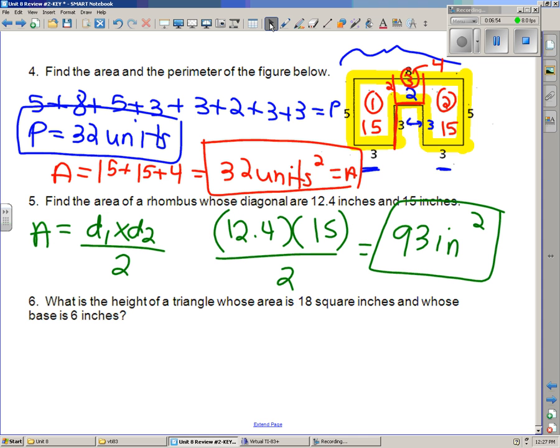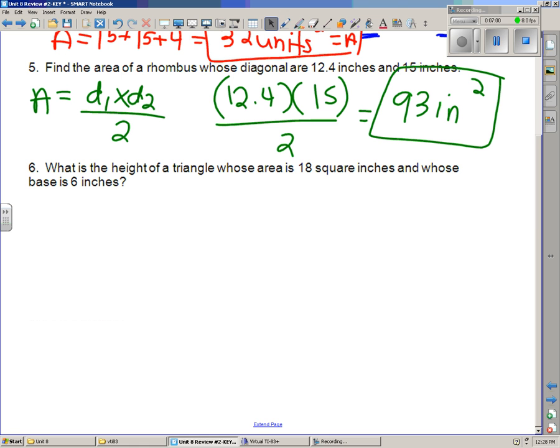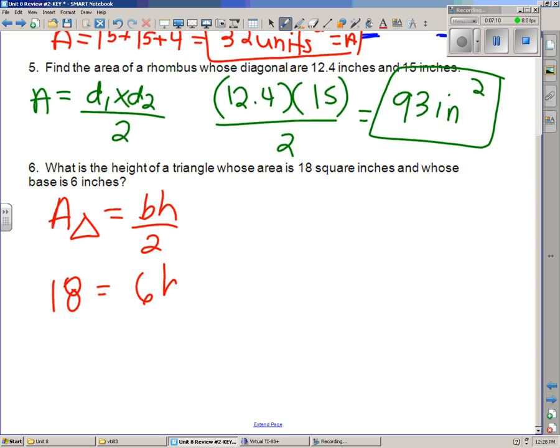What's the height of a triangle whose area is 18 inches squared and the base is 6? So now you're going to go backwards. Well, you know that the formula for the area of a triangle equals base times height divided by 2. You know the area is 18. You know that the base is 6. You don't know the height, but you're dividing it by 2.